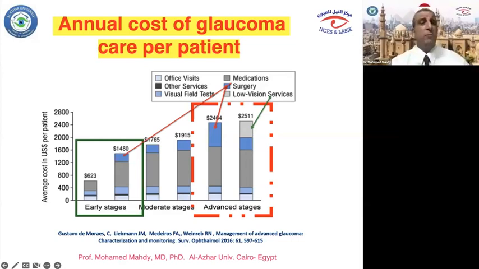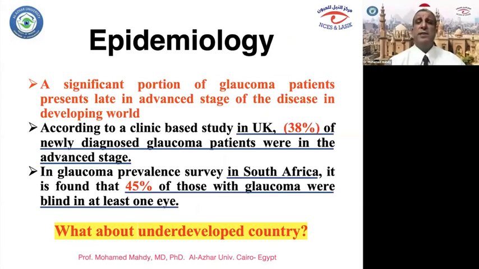If we come to the epidemiology of advanced glaucoma, we could say that a significant portion of glaucoma patients presents late, in the advanced stage of disease, in the developing and developed world. For example, in the United Kingdom, 38% of newly diagnosed glaucoma patients were in the advanced stage, while in South Africa, 45% of those with glaucoma were blind, at least in one eye, at the time of presentation. What about the underdeveloped world? We should understand that the magnitude of this problem is very large in these people.